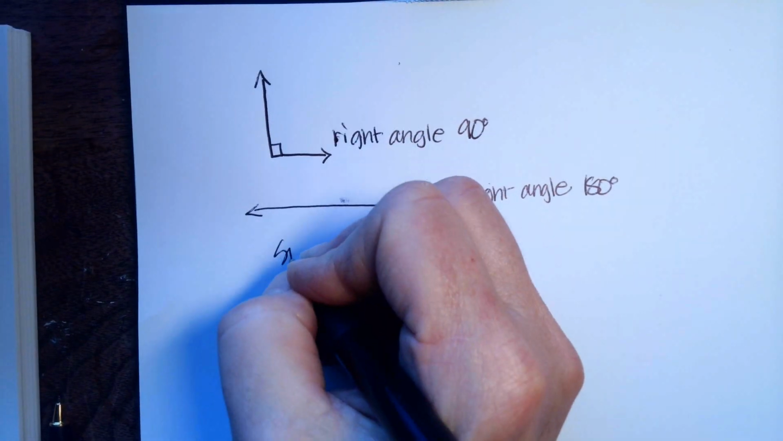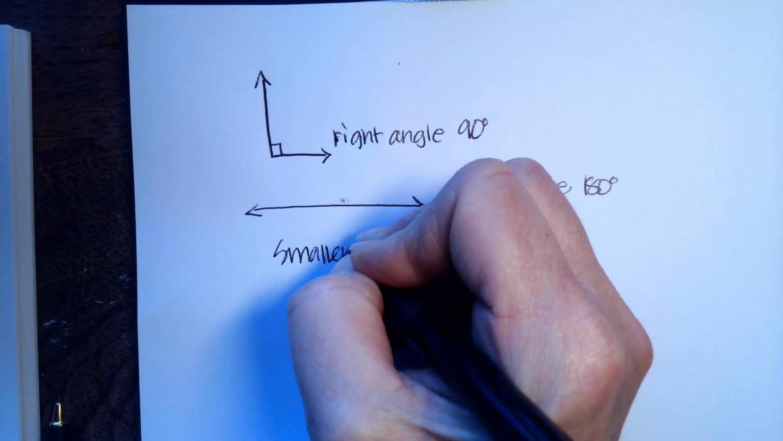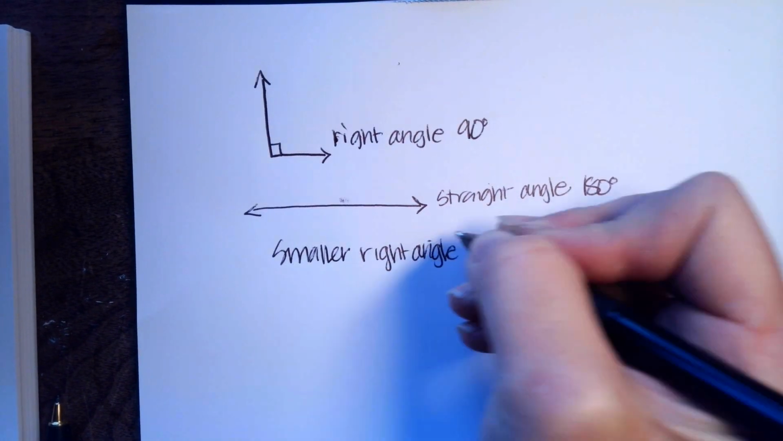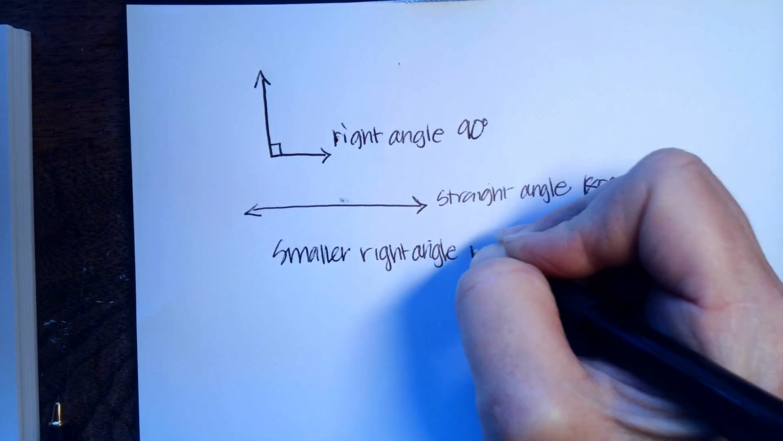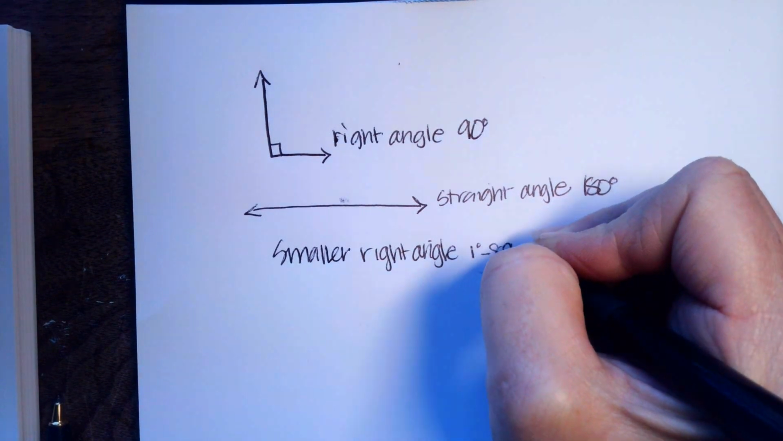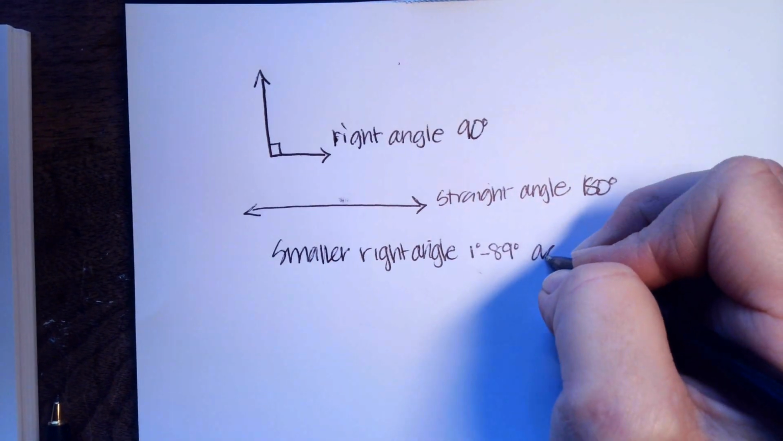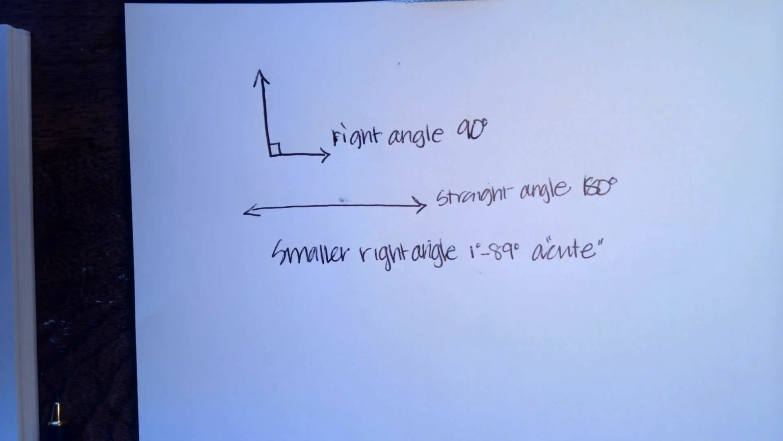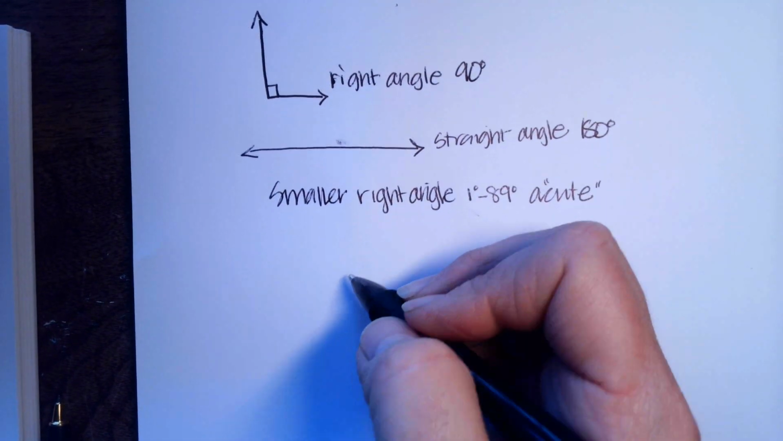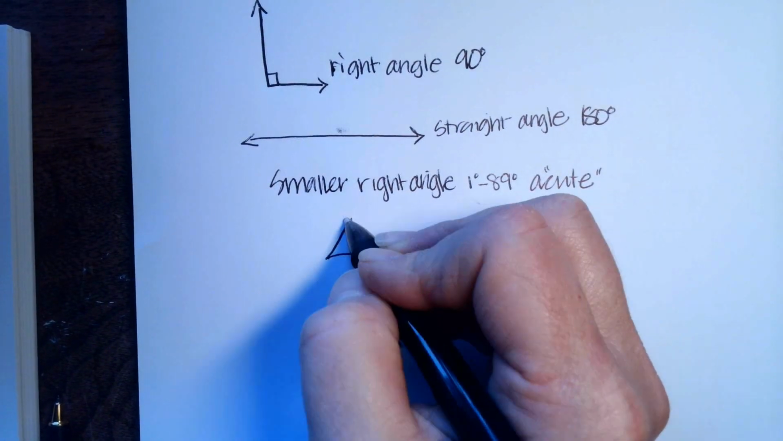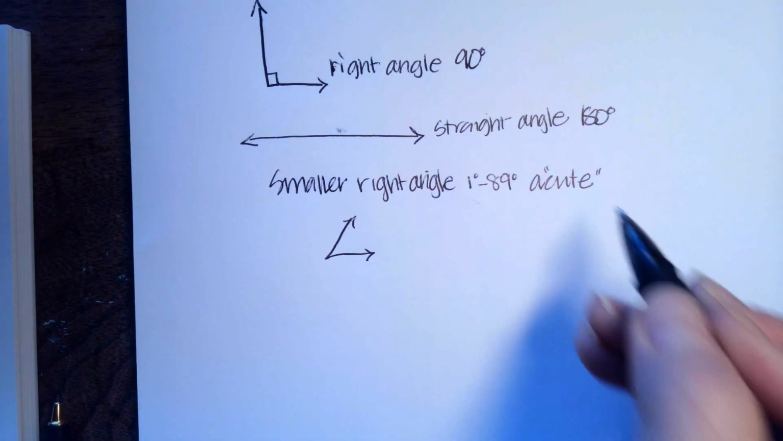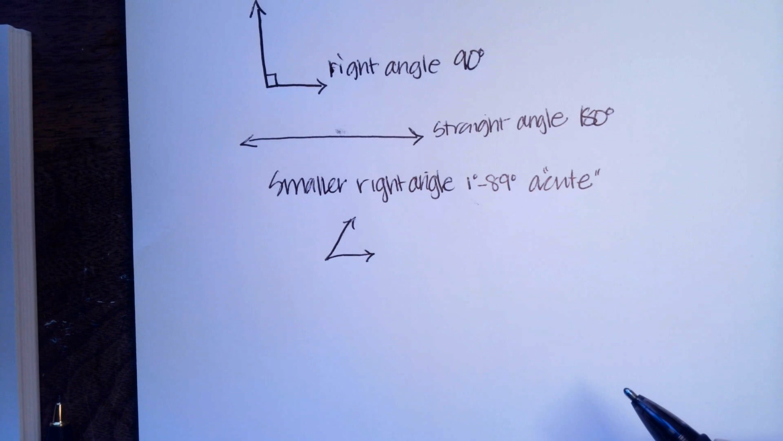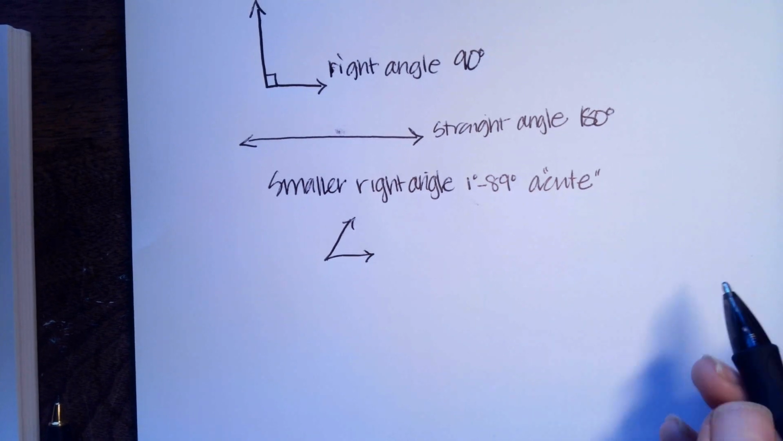Anything that is smaller than a right angle, so anything from 1 degree to 89 degrees, is called an acute angle, and you can remember it by, isn't that a cute little angle? So acute we can remember as less than a right angle because it's acute angle. Get it? It's so cute.